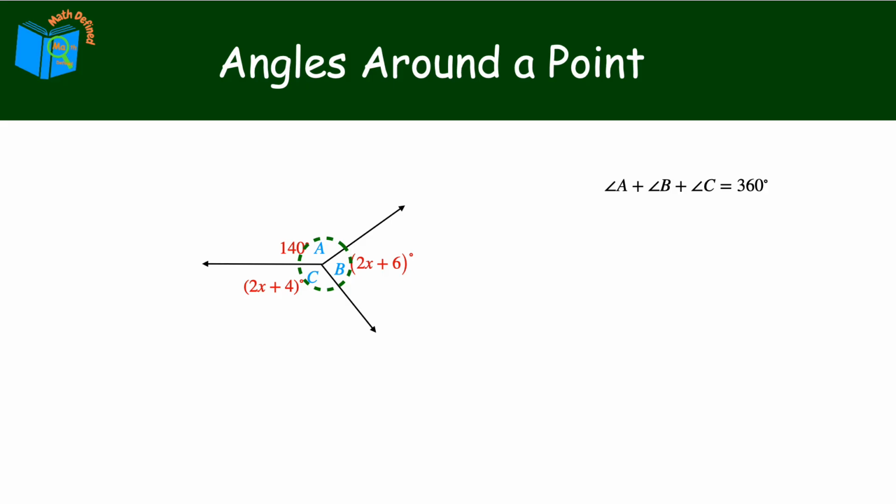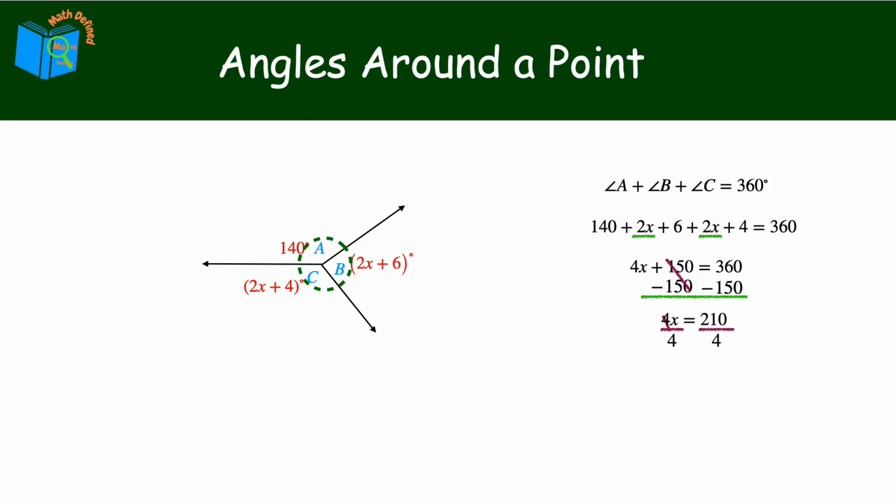Let's set up an equation to find the missing angles. 140 plus 2x plus 6 plus 2x plus 4 equals 360. We'll need to solve for x in order to find the measures for angles B and C. First, combine like terms. 4x plus 150 equals 360. Then subtract 150 from both sides. 4x equals 210. And finally, divide both sides by 4.